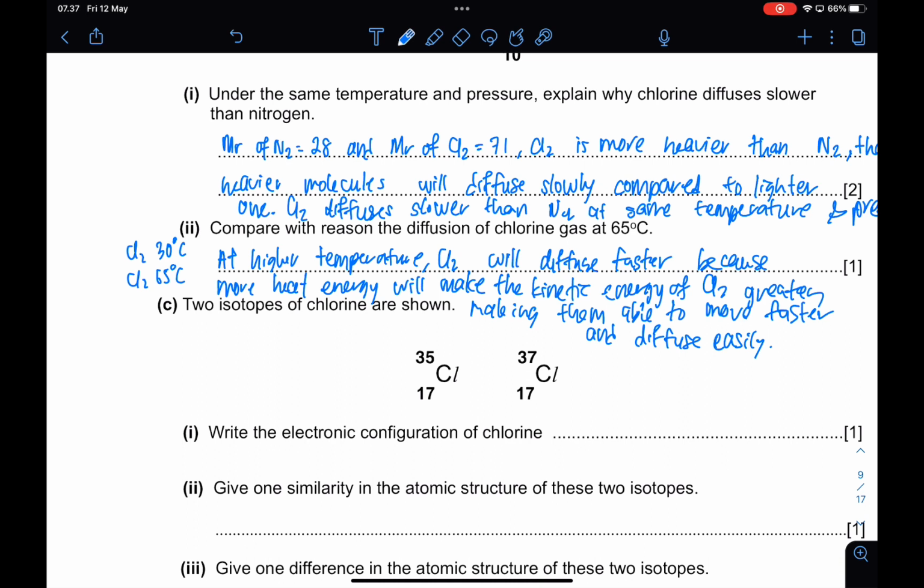Now, two isotopes are shown. I want to know what are isotopes? So Cheryl, can you tell me what are isotopes?